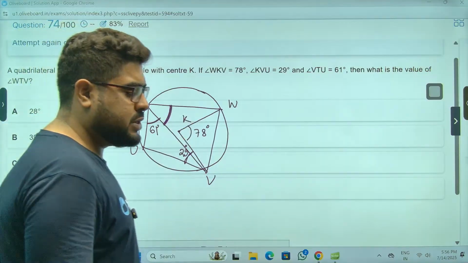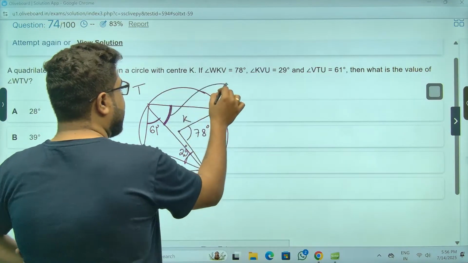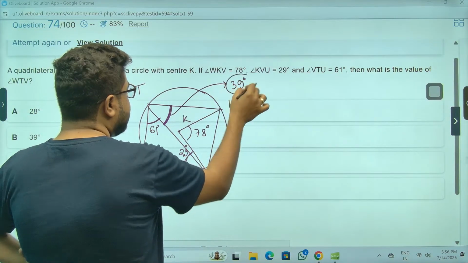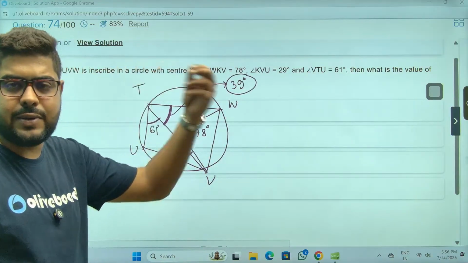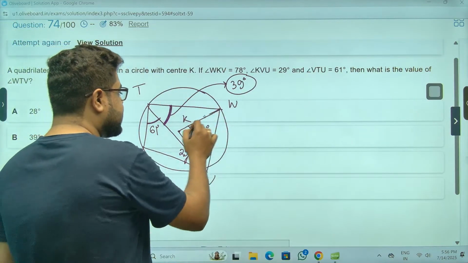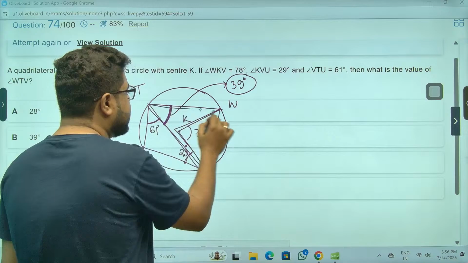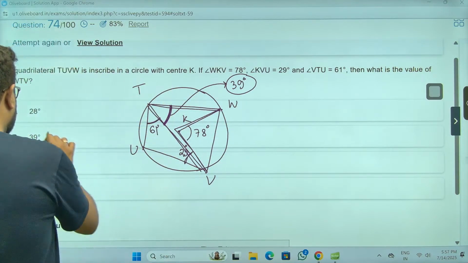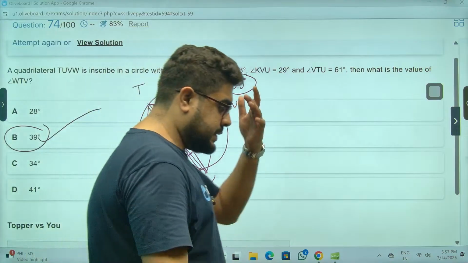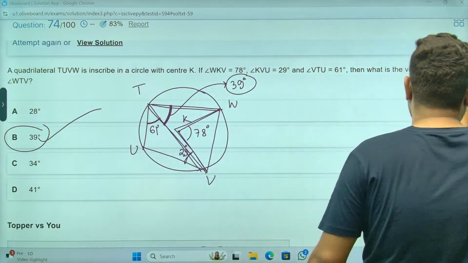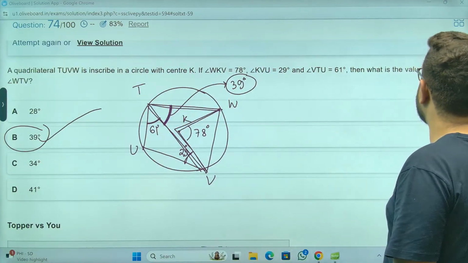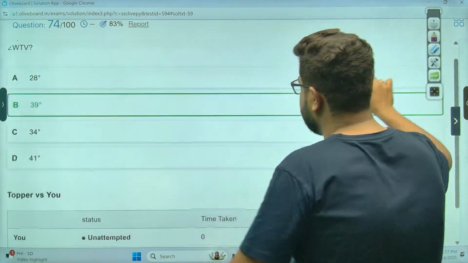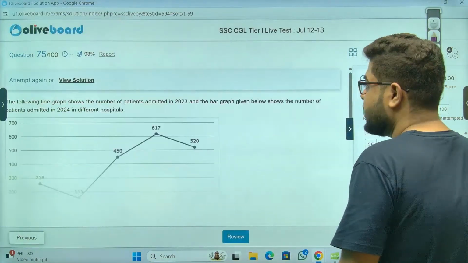Sir, this was nothing. It will be half of 78. All this, 29, 61, we don't need anything. Why? It's a central angle. It is the angle made on the circumference. So it will always be half. So is it 39? See, it is there in option B. That will definitely be the answer. That will be the answer, sir. There is nothing. Let's do one more.